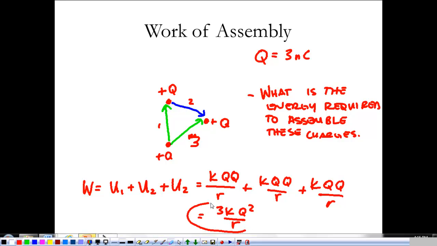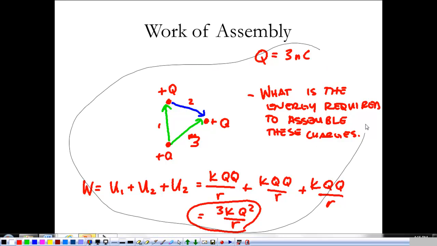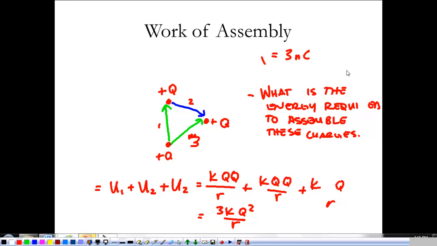And you could plug in the numbers if you wanted to, but it's just additive. It's completely additive. And it's all positive energy.